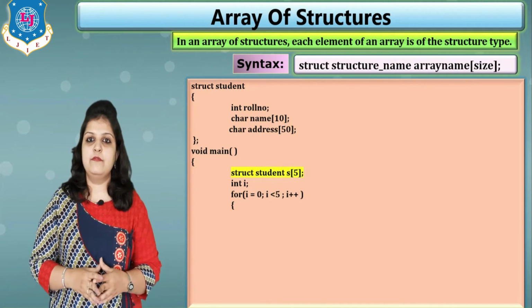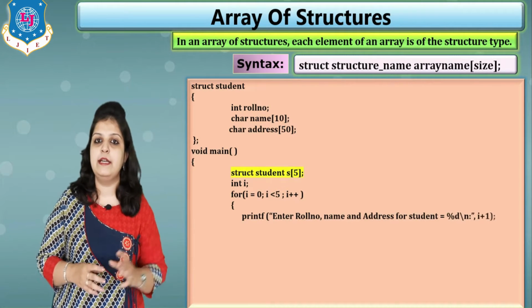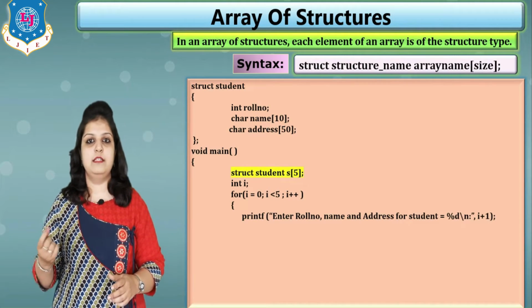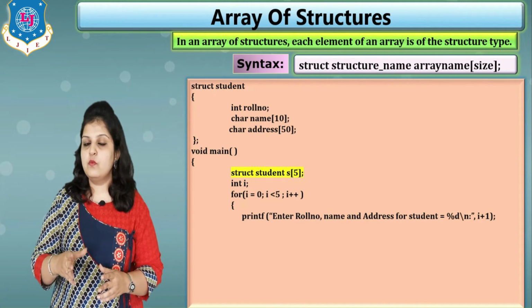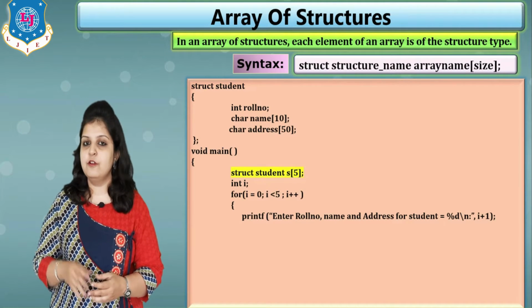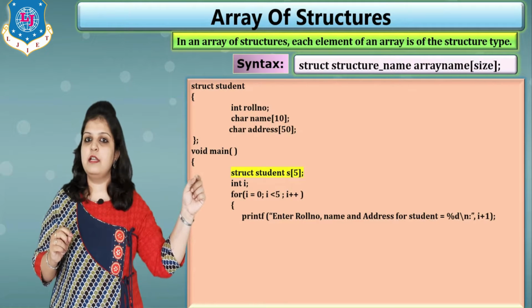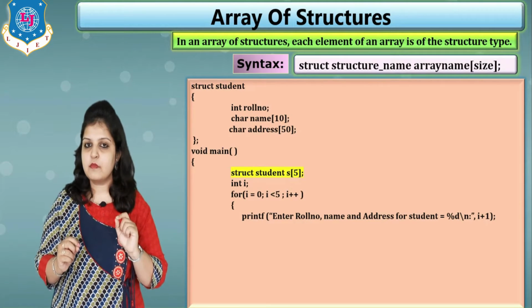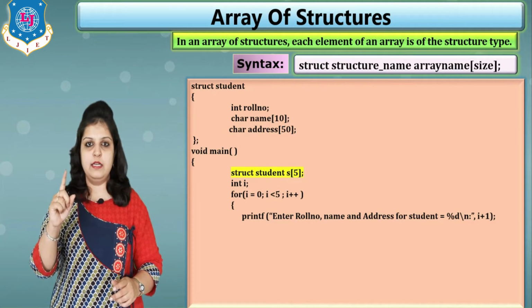So I am writing one printf function: enter roll number, name and address of student %d, and comma i plus 1. Now what do you mean by i plus 1? Initially our i value is 0. So 0 plus 1 means 1. So first of all it will print enter roll number, name and address of student 1.